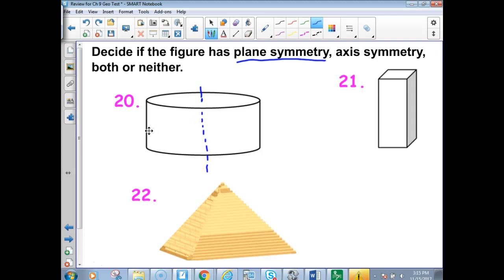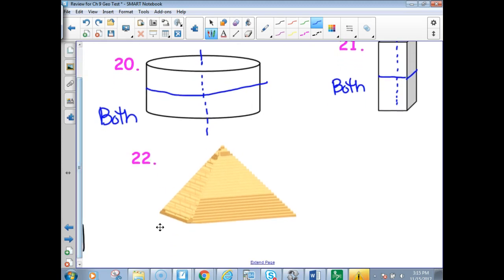Can you cut it in half with a flat surface? Okay, we could slice it that way, or you could cut through the top any direction because it's circular. So this has both. This square we could spin around on an axis right through the center, and every 90 degrees it would land on top of itself. We could also cut it in half, so it does have both plane symmetry and axis symmetry as well.